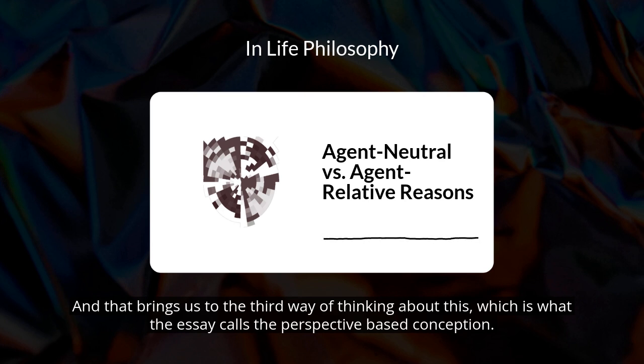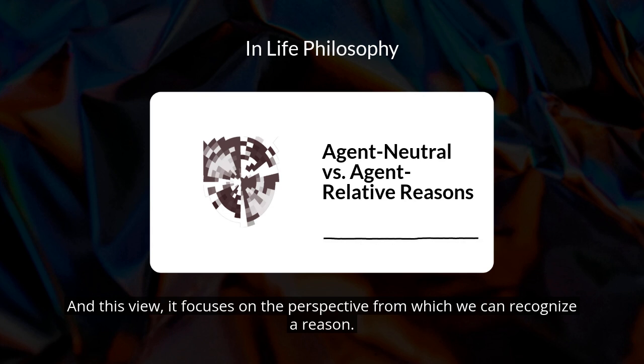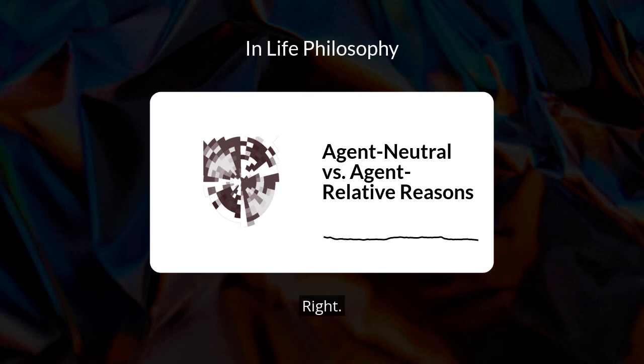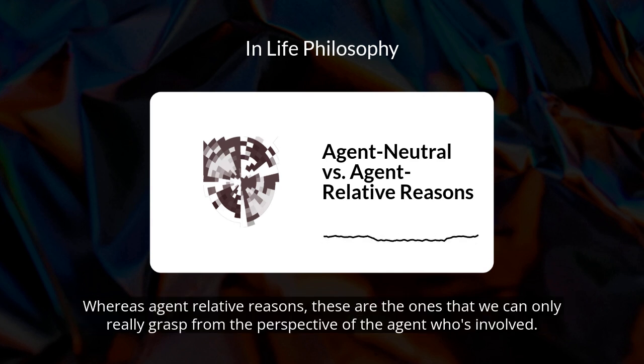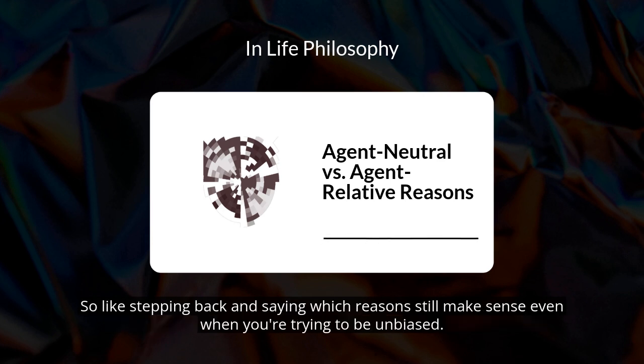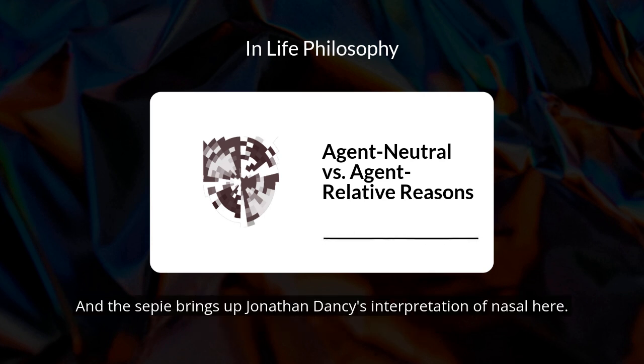the perspective-based conception. This view focuses on the perspective from which we can recognize a reason. So the thought is that agent-neutral reasons are the ones that we can appreciate from a suitably objective, impartial viewpoint. Whereas agent-relative reasons are the ones that we can only really grasp from the perspective of the agent who's involved. So, stepping back and asking which reasons still make sense even when you're trying to be unbiased. Exactly. And the SEP brings up Jonathan Dancy's interpretation of Nagel here.